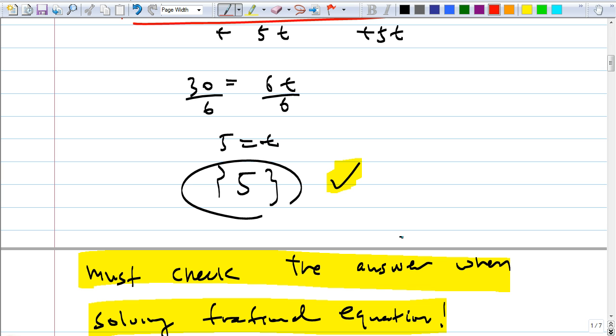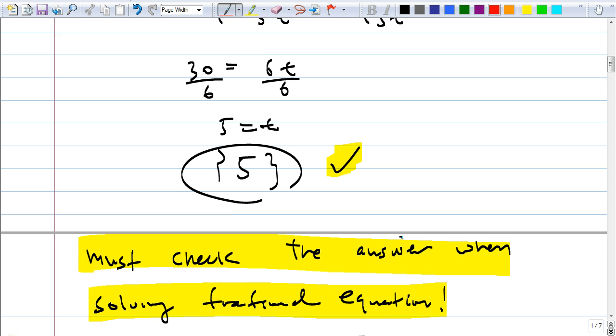Yeah? Because you may be introducing more solutions to the original equation by multiplying both sides by a variable. Okay? Does that make sense? So when you multiply both sides by a variable factor, a factor that contains a variable, you may be introducing more solutions than from the original equation. So you've got to check. Sometimes you get an answer and it doesn't work when you multiply both sides by a variable. So that's why when you have a fractional equation, you have to check.